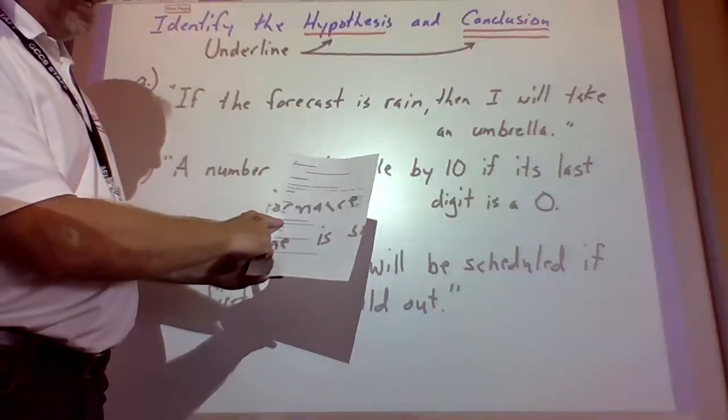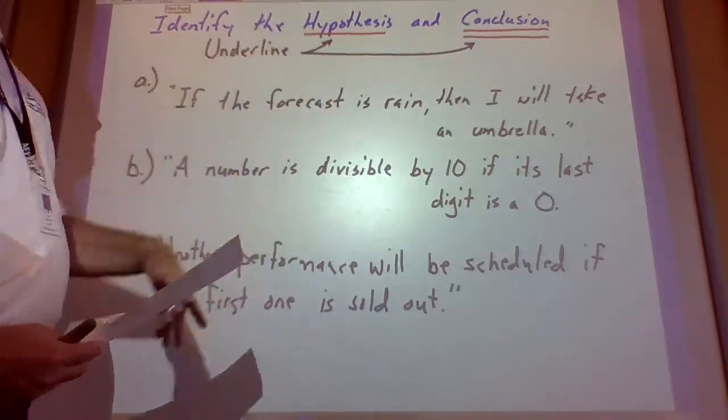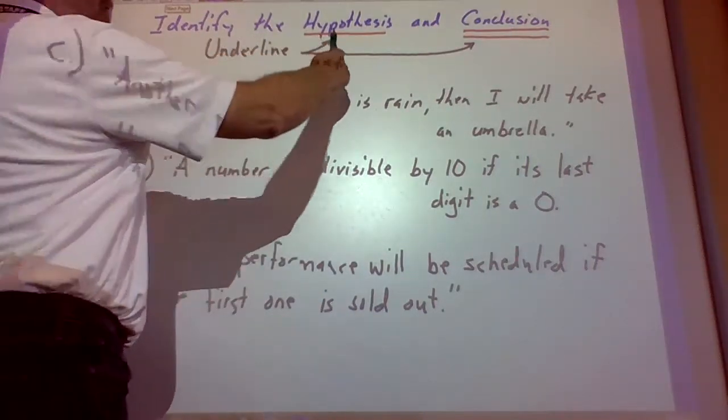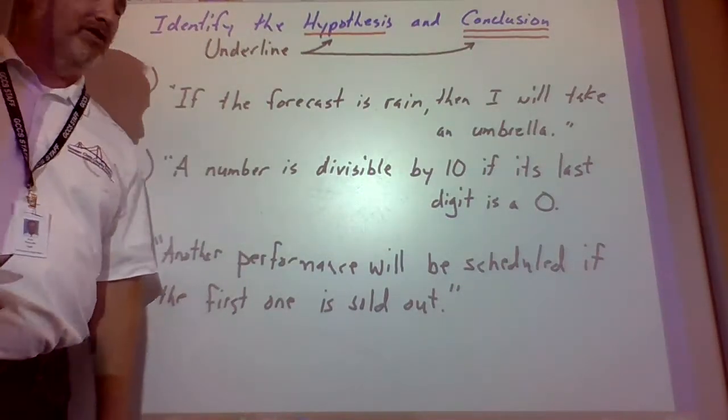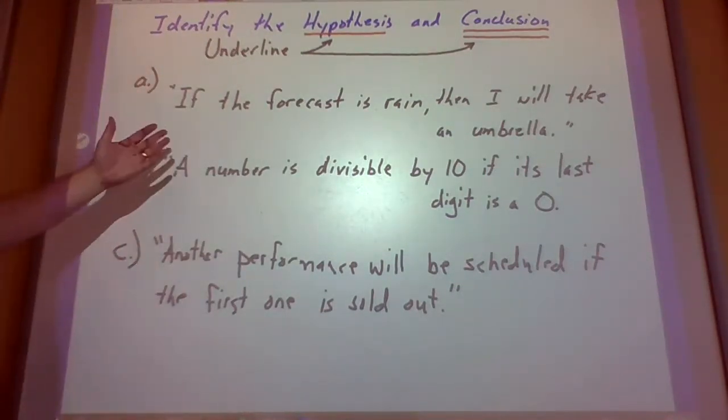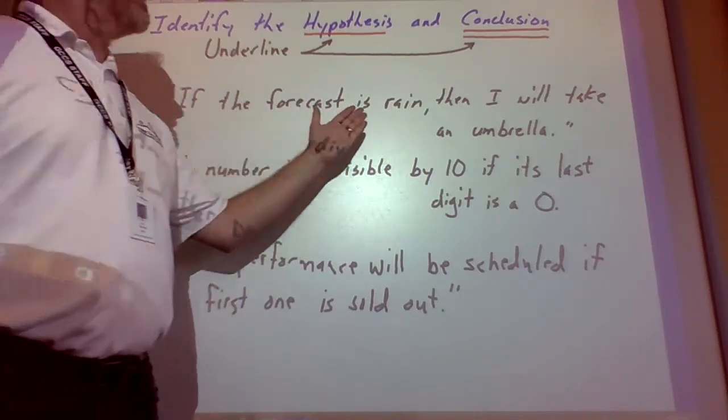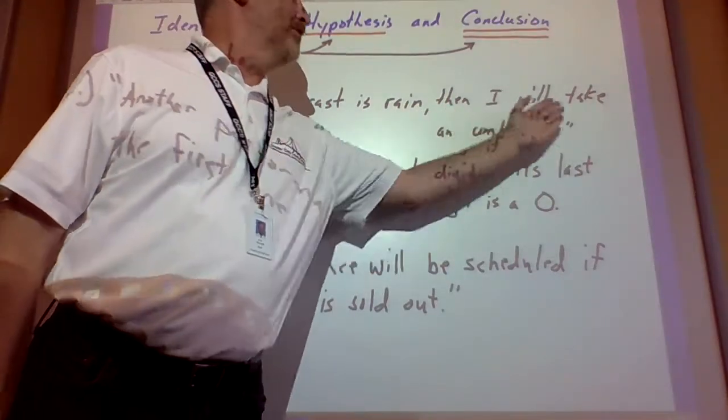I'm right here in the guided notes. Identify the hypothesis and the conclusion. And again, to save time, I have them underline the hypothesis once and the conclusion twice. So the first one is pretty easy. If the forecast is rain, then I will take an umbrella.